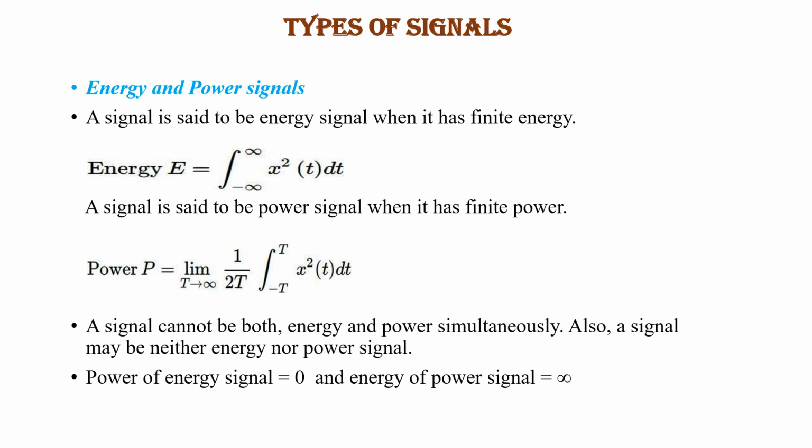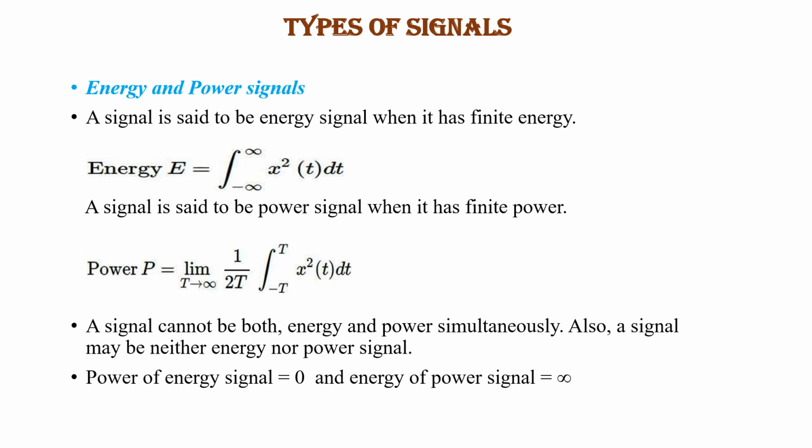The energy of the given continuous time signal is calculated by integration of minus T to plus T magnitude of x of t the whole square into dt. And power signal is one which has finite average power and infinite energy. The power of a signal can be calculated by 1 by 2T, the limits varying from minus T to plus T, magnitude of x of t the whole square into dt.